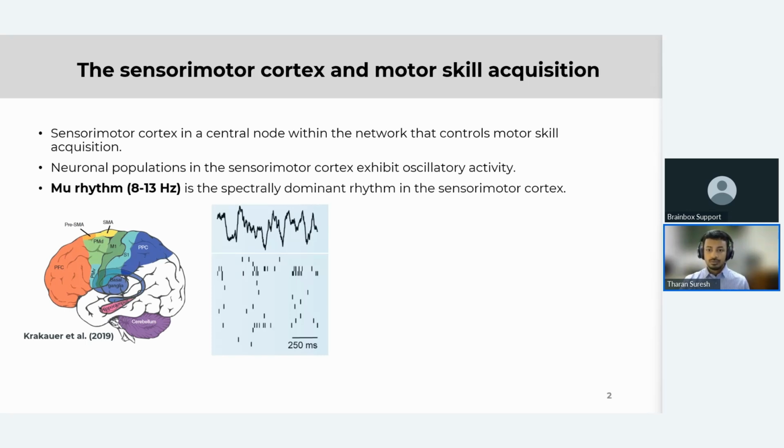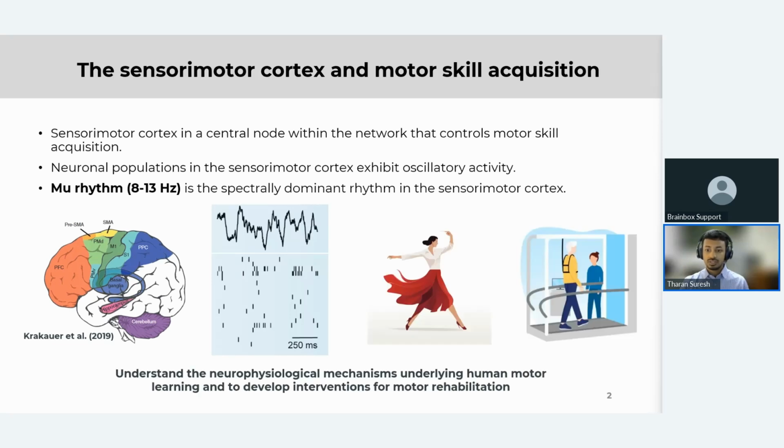The mu rhythm in the sensorimotor cortex is the most spectrally dominant rhythm, and it oscillates in the 8 to 13 hertz frequency range. Understanding how these neural oscillations interact with the motor learning system is critical to understand the fundamental neurophysiological mechanisms underlying human motor learning, and also to develop interventions for motor rehabilitation.